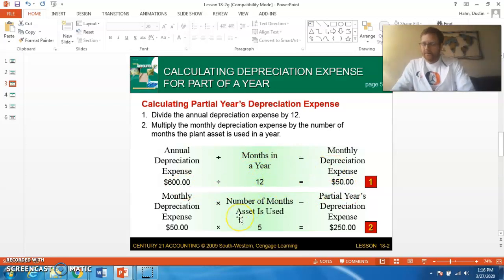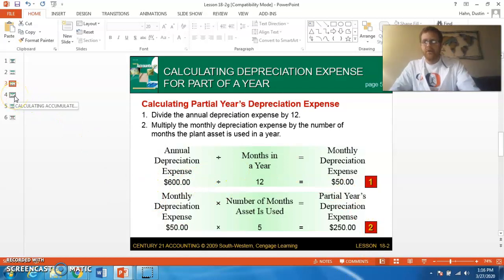Then when you do sell the vehicle, if we do sell at the end of May, we did use the vehicle for 5 months: January, February, March, April, and May. So now take your monthly depreciation, take that times 5. So we still have to account for $250 worth of depreciation in January, February, March, April, and May. So that's where all these numbers come from.